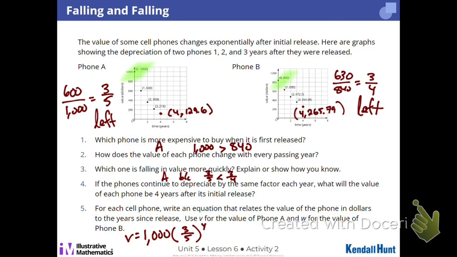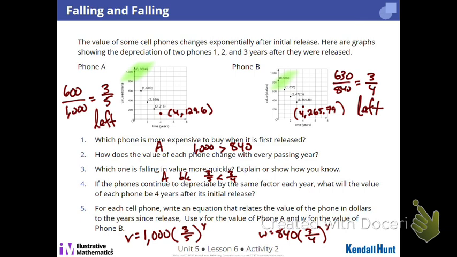I'm going to give you 30 seconds to fix the second function if you need to. Now that you had a chance to fix it if you needed to. For phone B, what was our initial value? 840. And what's happening to it? 0.75. Yeah, a decay factor of 3/4 every year. So it depends on the number of years.